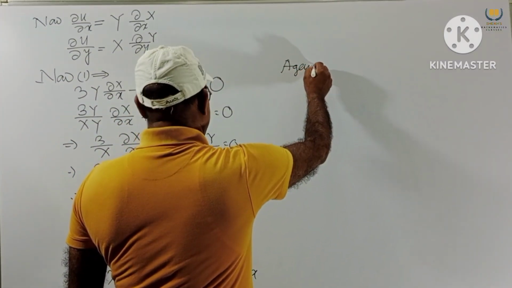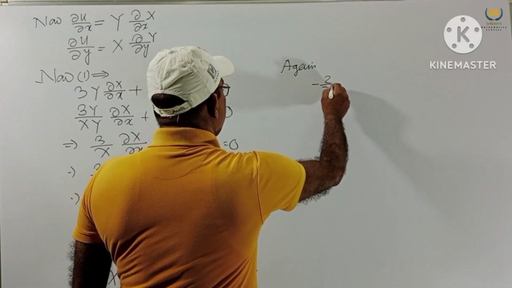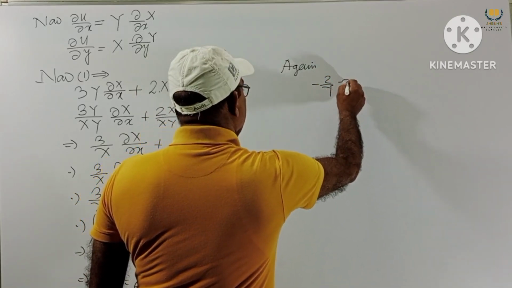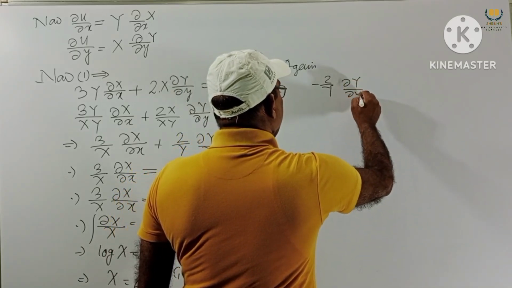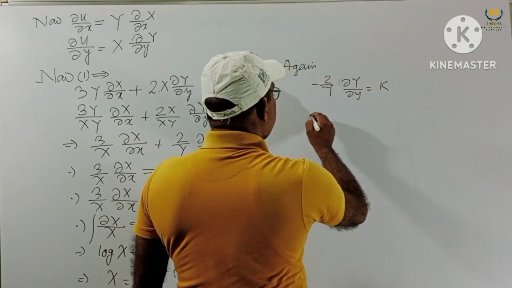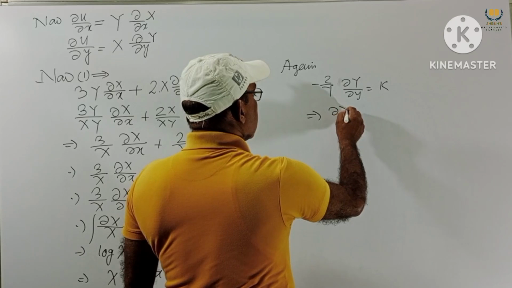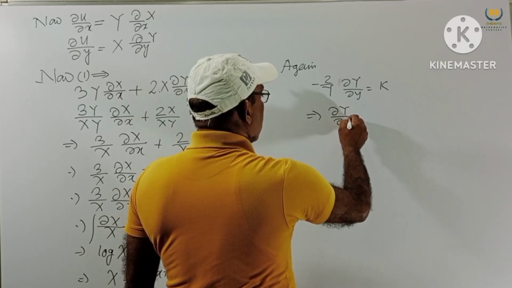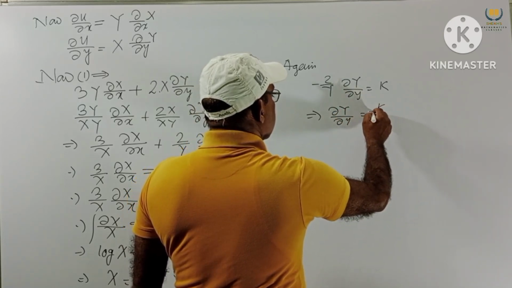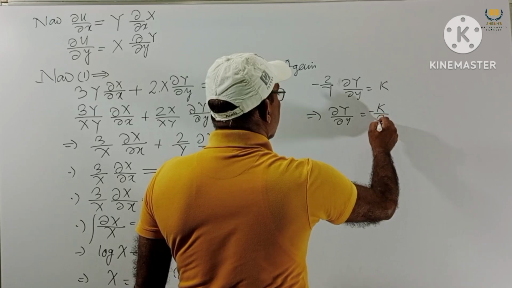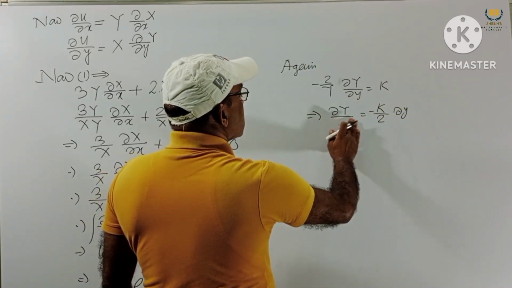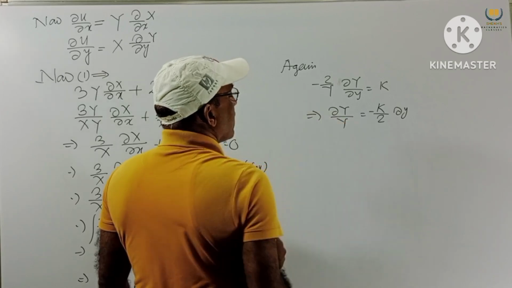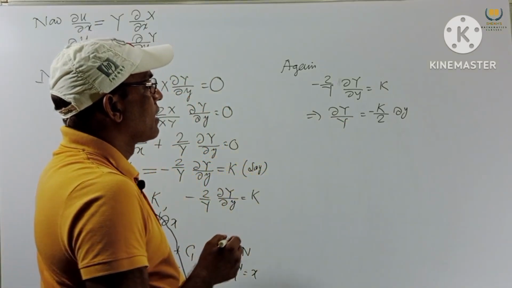Again, minus 2 by y, del y equals k. This implies del y equals minus k by 2 del y. So this is y. Variable separation.